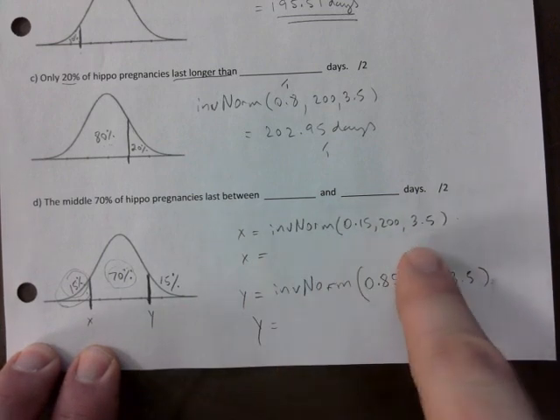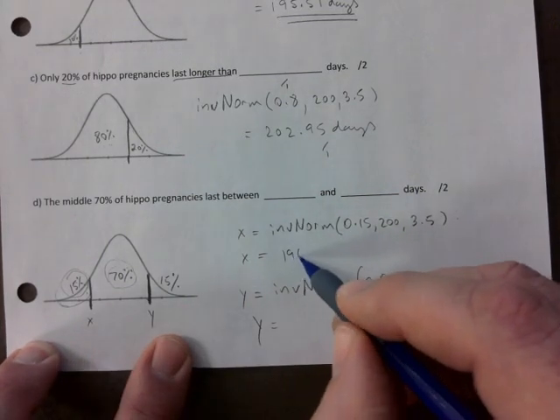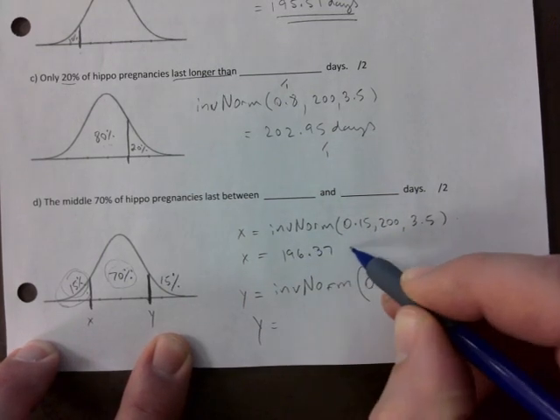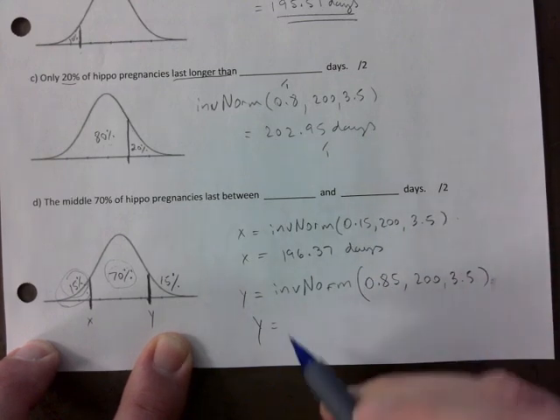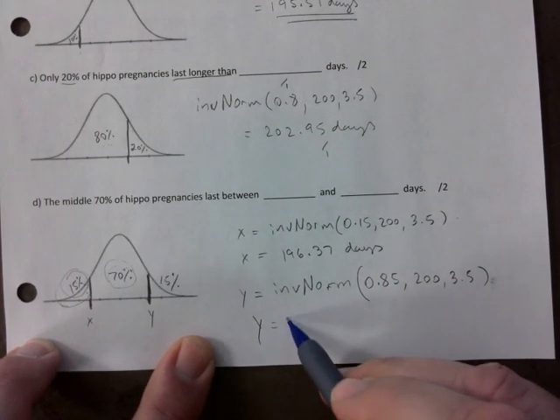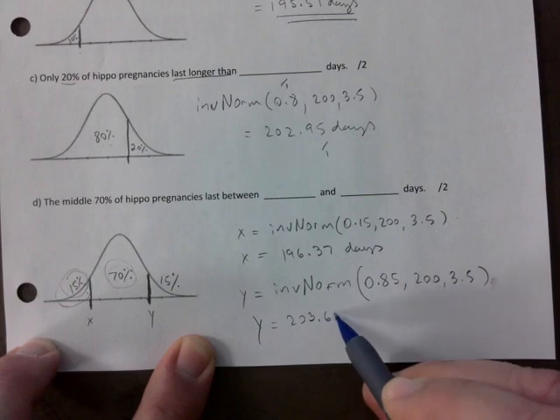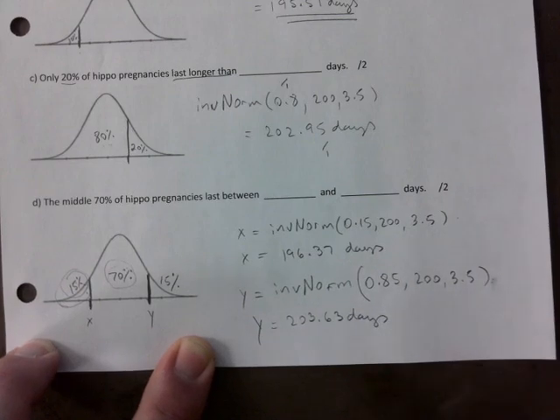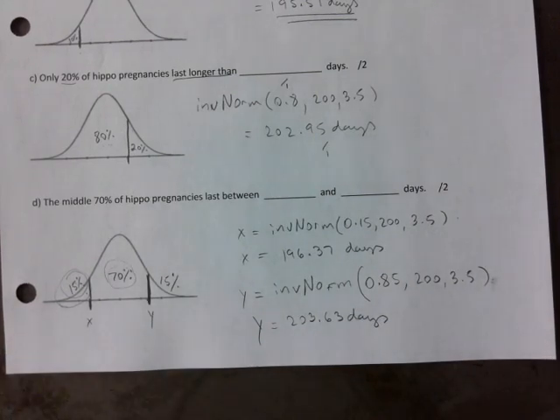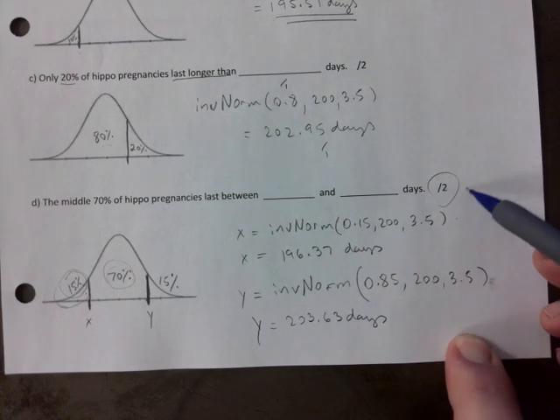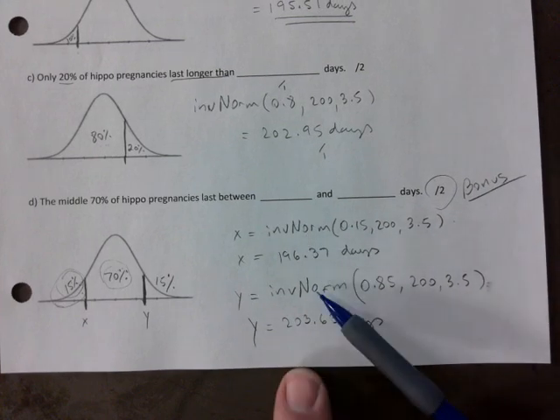And so for the first one, you get 196.37 days. And for Y, you're getting 203.63 days. I would say this is a plus 2 if you got this right. So we'll make this a bonus question. So I used inverse norm twice.